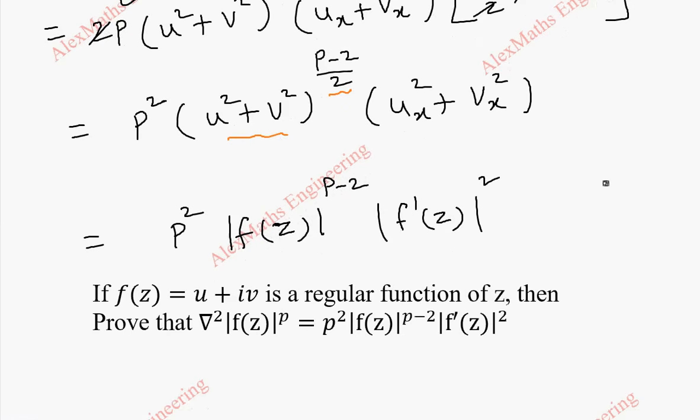I just copy the question here just to verify. So we started from the LHS and check whether the RHS we have p square, there is a p square, mod f of z power p minus 2, and mod f dash of z power 2. So we got it. So we took the LHS and we got the RHS. So hence proved.